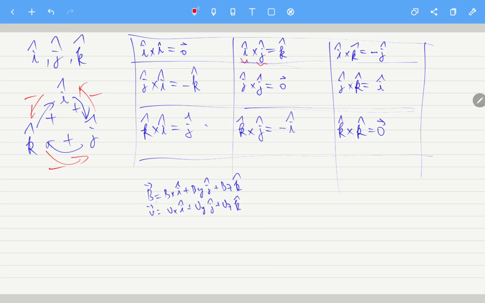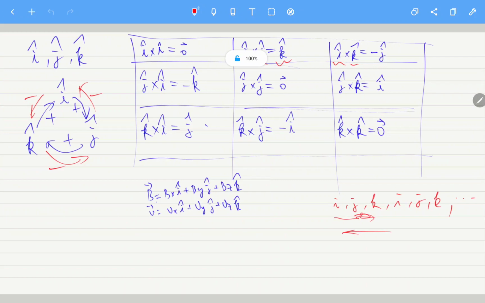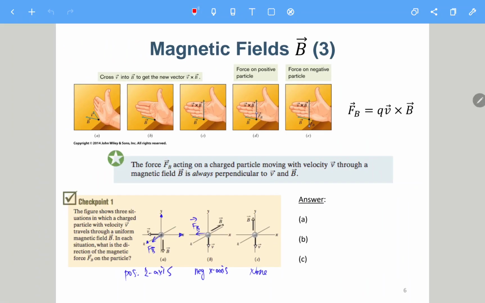You can use this to remember, or you can just count i, j, k in order, so it should be positive, and then i, k is reverse order. Consider i, j, k, i, j, k going forever. If it is like this, it is in order, and if it is like this, it is reverse order. So keep that in mind.